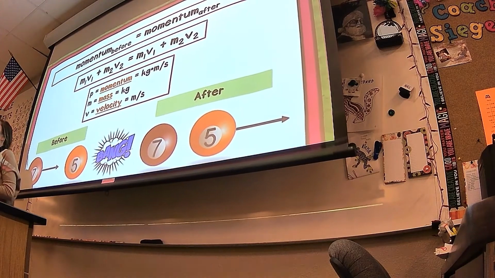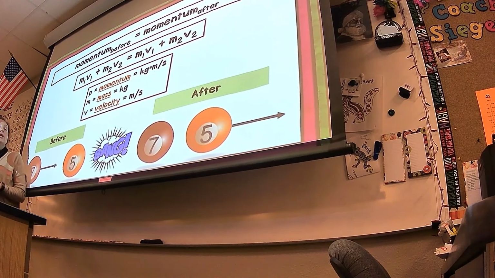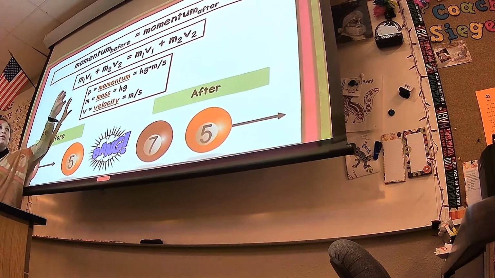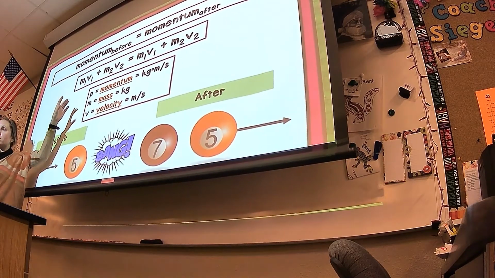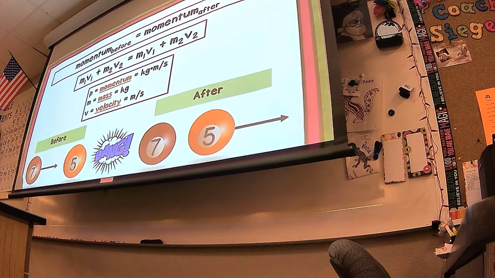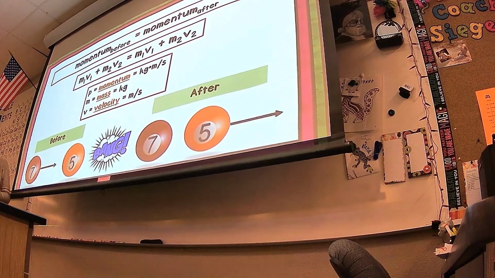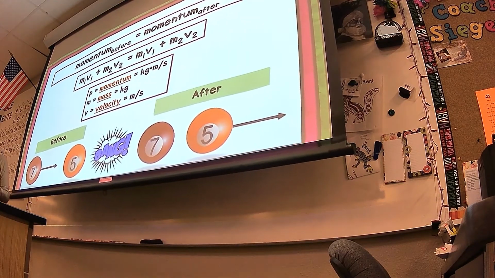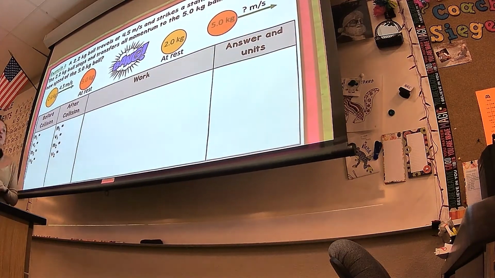Okay, and you'll see what I'm talking about as we work through these examples. But all you need to know is M1V1 plus M2V2 equals M1V1 plus M2V2. Okay? And I know it sounds weird right now, but let's just see what that means. Okay? Here's our first example.